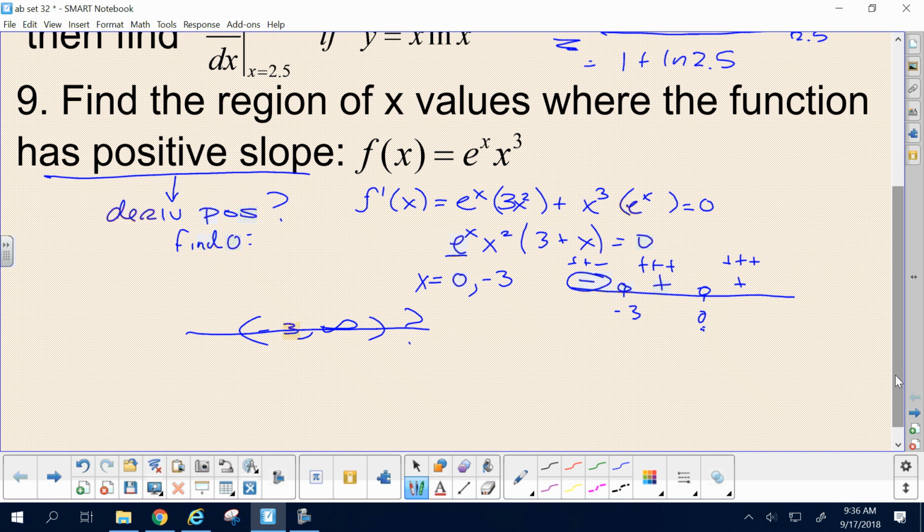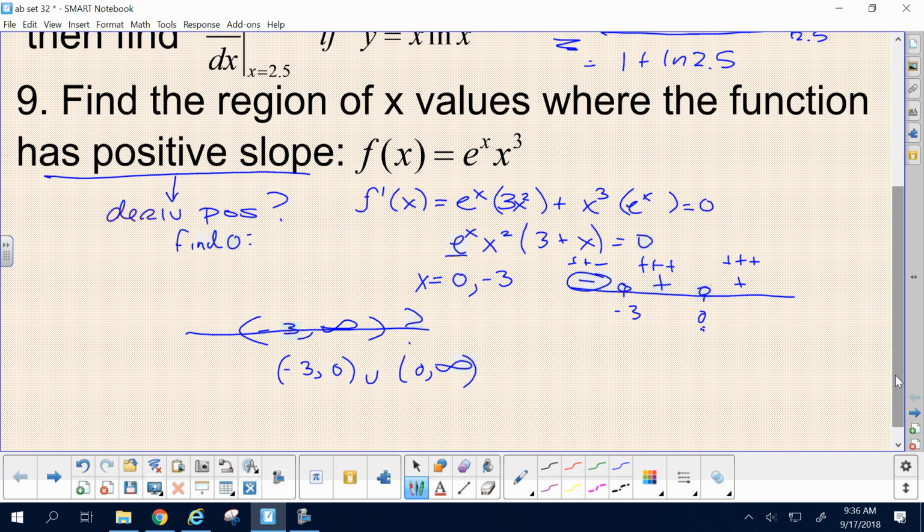It has positive slope from -3 to 0, stop, then 0 to, knock it out, forever after. In other words, you cannot include 0 because the graph does not have positive slope at 0. It needs to be stopped and started right after.